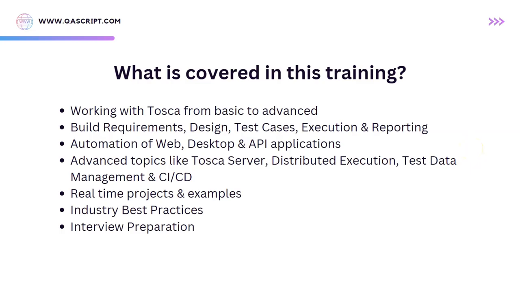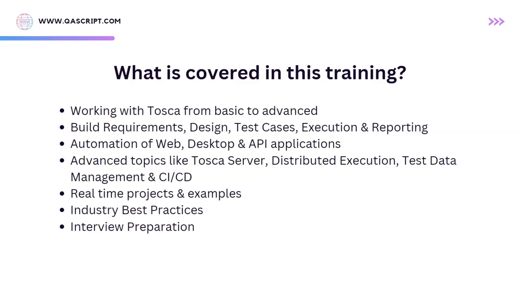Now let's briefly talk about what is covered in this particular training. Well, we will start off by learning Tricentis Tosca right from the basics up till the advanced level. We'll learn how to build requirements, design test cases, build our test cases, execute them, and then also do some reporting. We would look at the test automation of different types of applications, and this will include web applications, desktop applications, API applications, then PDF documents, and many others.